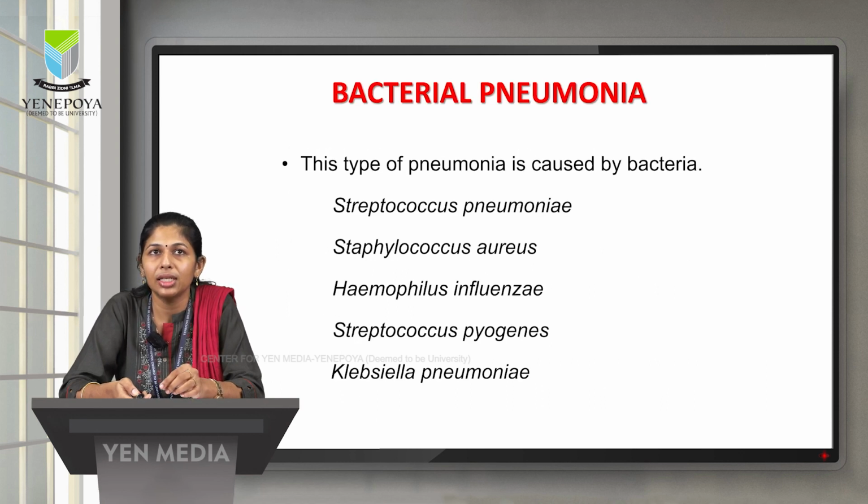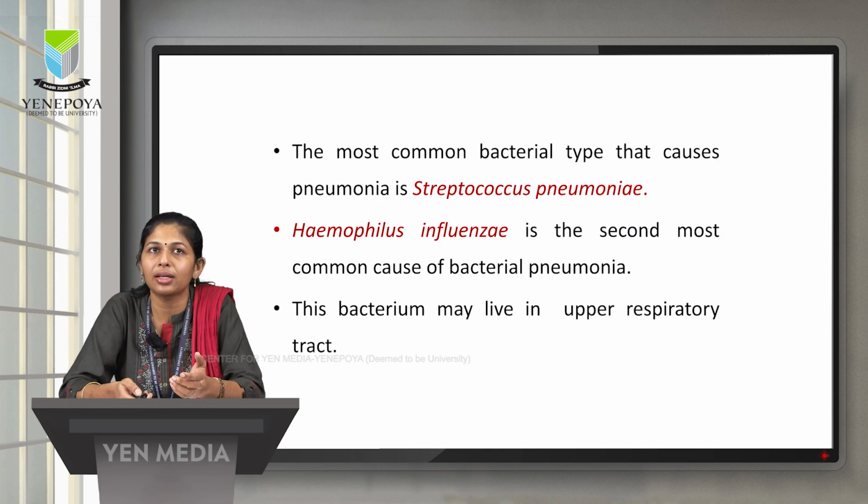Then next is bacterial pneumonia. What do you mean by bacterial pneumonia? This type of pneumonia is caused by bacteria. These are the examples of bacteria that can cause bacterial pneumonia: Streptococcus pneumoniae, Staphylococcus aureus, Haemophilus influenzae, Streptococcus pyogenes and Klebsiella pneumoniae. These are the different types of bacteria that can cause bacterial pneumonia. Among all these, Streptococcus pneumoniae is the most common bacterium causing pneumonia in adults. After that, Haemophilus influenzae is the second most common cause of bacterial pneumonia.